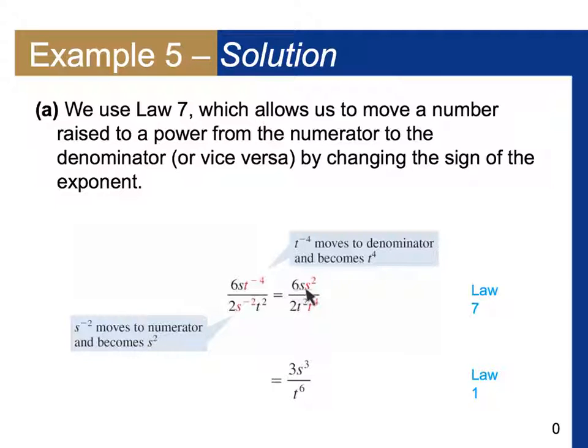And then we're just going to combine the s's. This would be s cubed. This would be t to the 6th. And then 6 over 2 is 3. So that gives us 3s cubed over t to the 6th. We don't want to leave negative exponents in our answer.